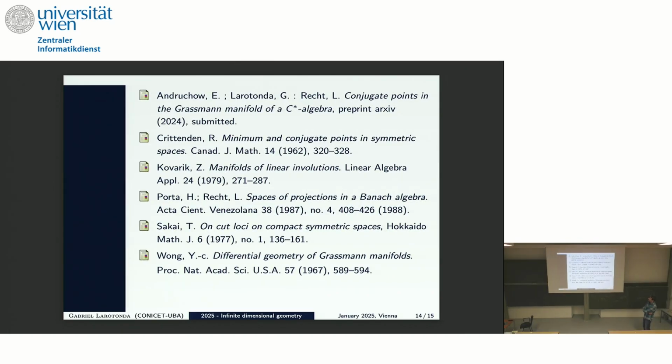It's a pretty short list of references because if I tried to mention everybody that worked on this it would be eternal, but, well, there is a preprint there. Then this is the old paper by Crittenden. He developed a general criterion for finite dimensional symmetric spaces, and then using this, Sakai, 10 or 15 years later, obtained this classification of the index in compact symmetric spaces, in particular in the finite dimensional Grassmannians, both the real and the complex case.